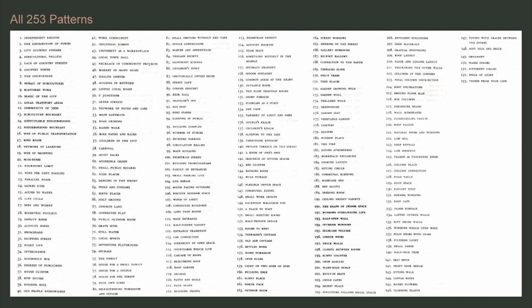The 253 patterns are organised into 3 distinctive categories. Towns, being the first and more general, describes patterns for urban design, such as the organisation of neighbourhoods, streets, or public spaces. We then have buildings. This category includes patterns for architectural design, such as the layout of rooms, windows, and stairs. And finally, we have construction.